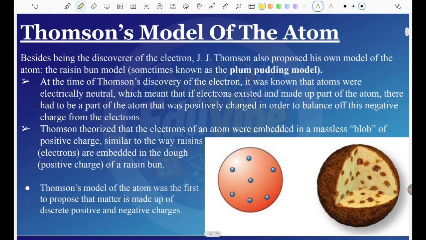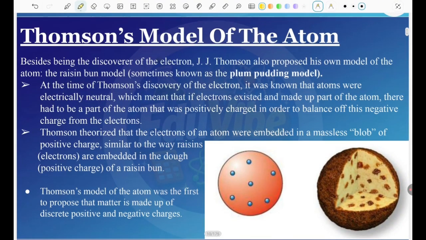So the Thomson model of the atom proposes a new model, called the plum pudding model. Besides being the discoverer of the electron, J. J. Thomson also proposed his own model of the atom, which is called the plum pudding model. Like this, you see.